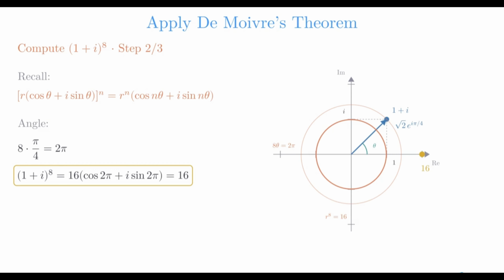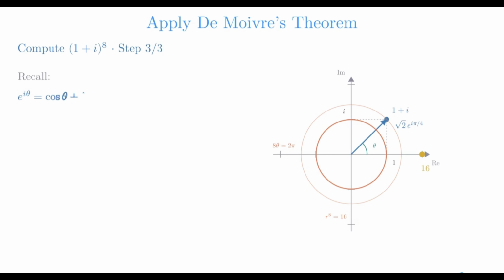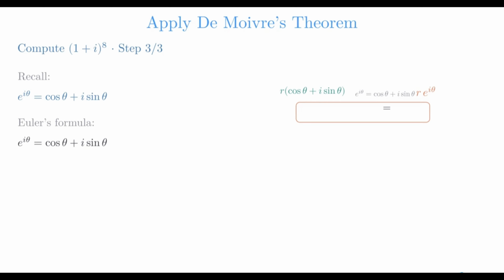Let's see why Euler's formula makes this even more transparent. Step 3. Euler's formula tells us e to the i theta equals cosine theta plus i sine theta. This is the bridge between exponential and trigonometric forms. Euler's formula encodes both cosine and sine into a single exponential. Raising r e to the i theta to the nth power is just r to the n times e to the i n theta. Ordinary exponent rules.